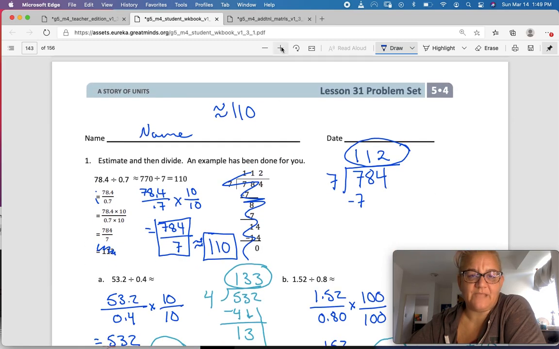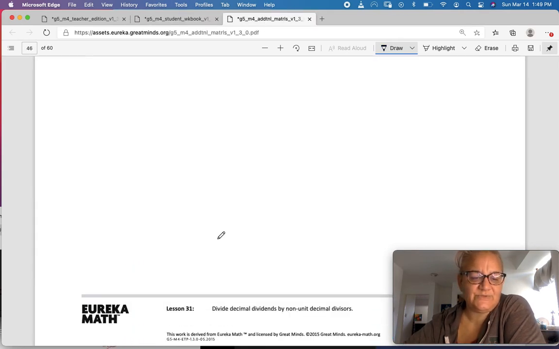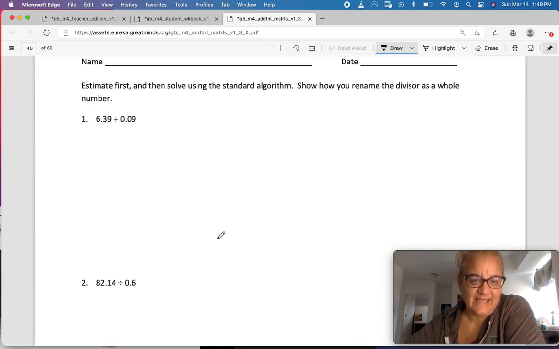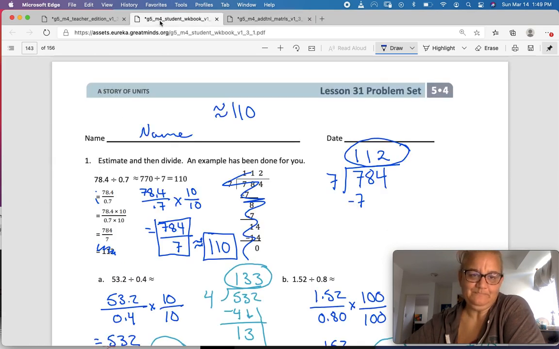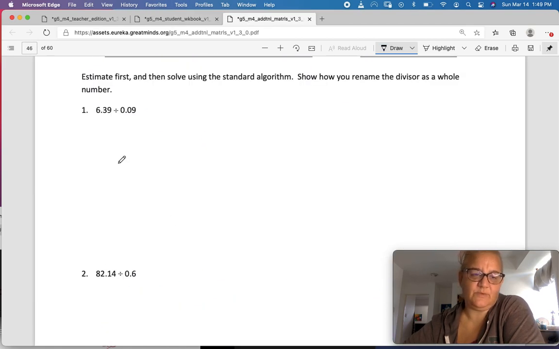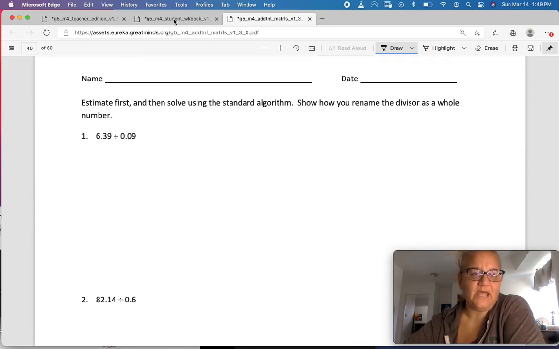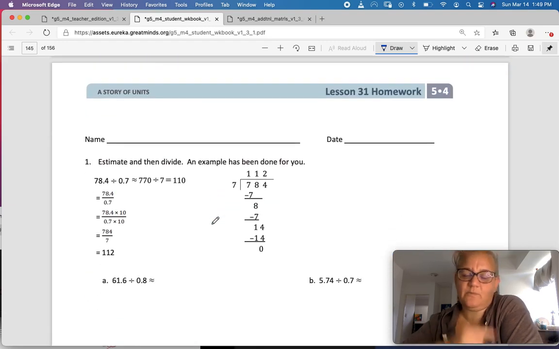And after you've taken a picture of your problem set and uploaded it, please go to the exit ticket where it is asking you to first estimate and then divide with long division. Okay? So you're going to show both, just like we did in the problem set here. One side is going to be the estimate and one side is the long division for both. Okay, and then after you finish that, go back and finish the Lesson 31 homework, and we will go through the homework in class. Excellent. Thank you.